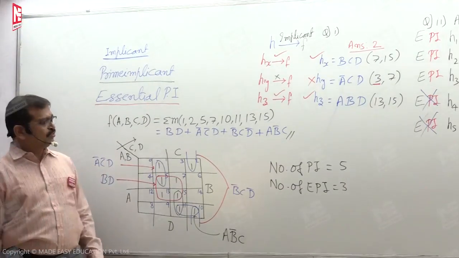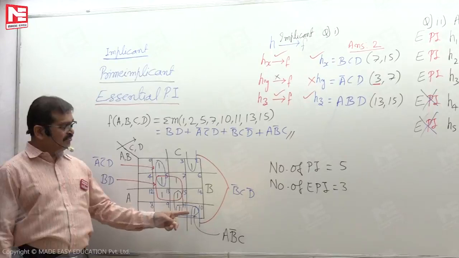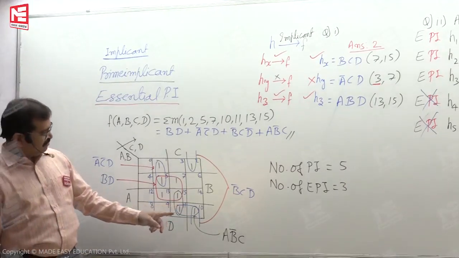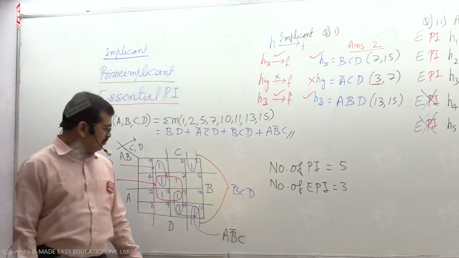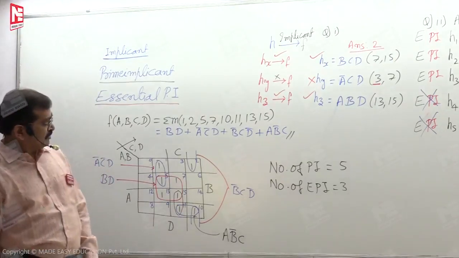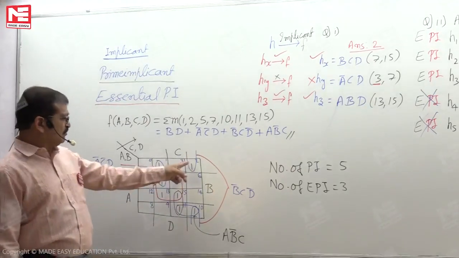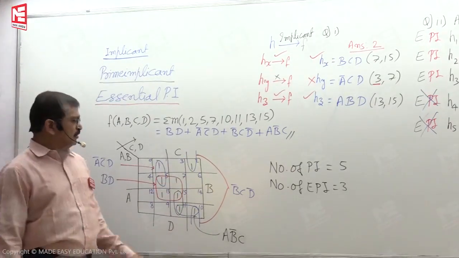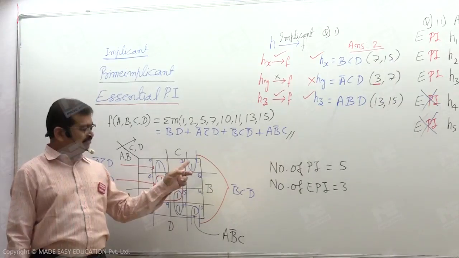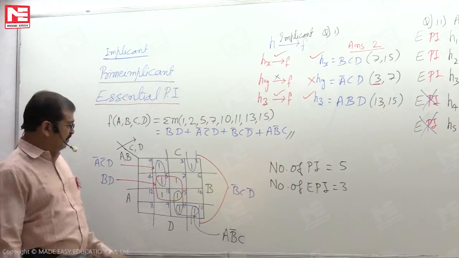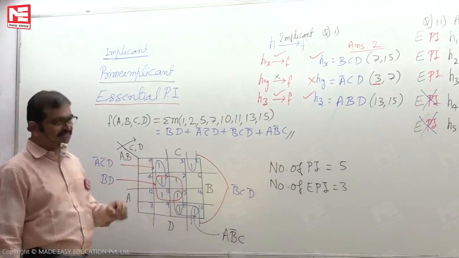Similarly, if you look at H2, it is a group of cells 2 and 10. So what we are looking at through cell 2, no overlapping. But come to H4. H4 is a group of cells 11 and 15, more than 1 cross marks in each cell.